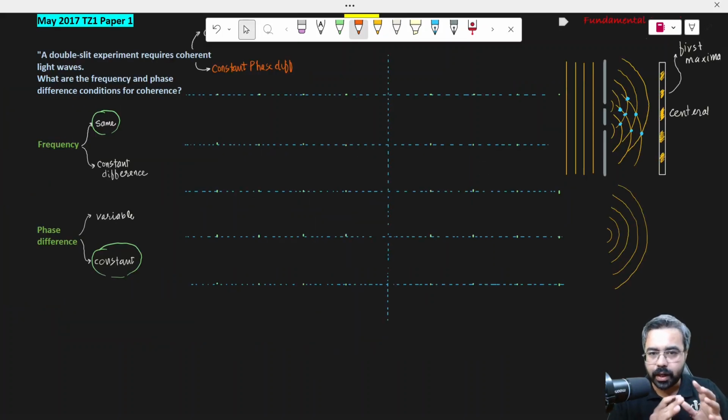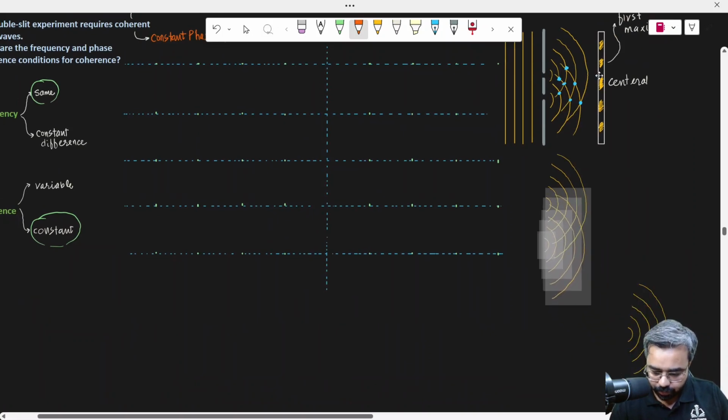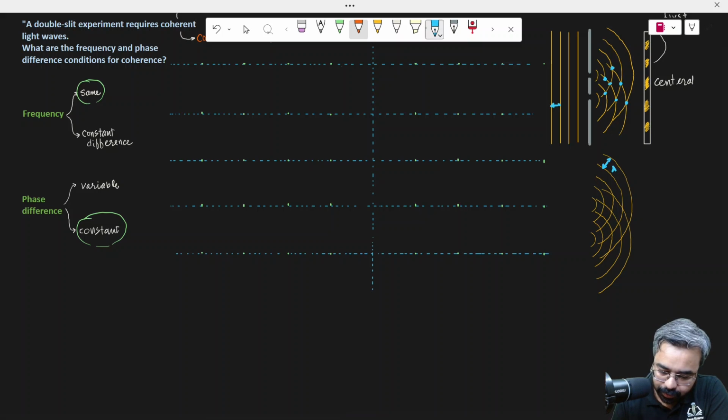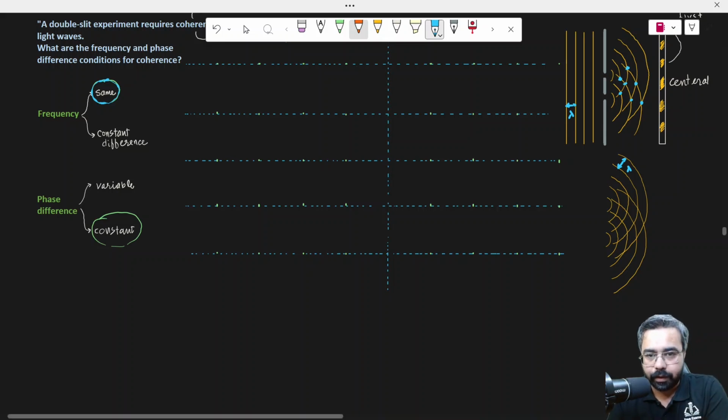Now, dear students, understand this concept: these two wavefronts passing through the two slits have the same wavelength. They will maintain the same wavelength between them. This is also lambda, just like this is a lambda wavelength. So it means it is monochromatic. If the wavelength has not changed, the frequency will obviously remain the same. In that way, they will interfere with one another.